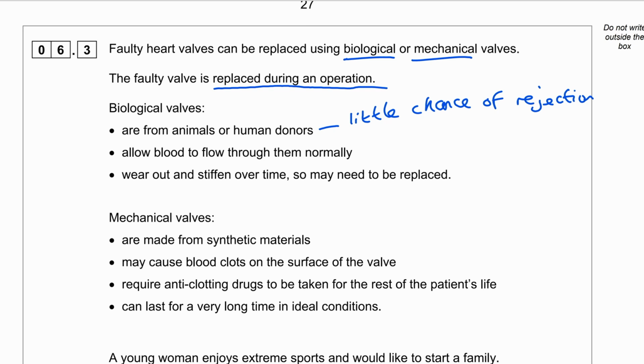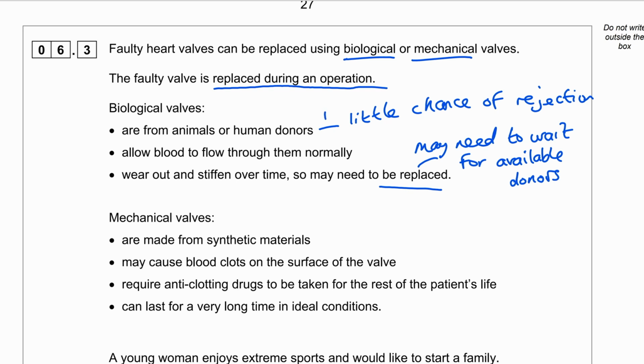Next point, it says wear out and stiffen over time, so may need to be replaced. Well, if they need to be replaced, then that would mean that you may need to wait for available donors because they're not going to be there all the time. So that can be an inconvenience and it can prevent you from doing certain activities. So already the little chance of rejection, that can be a positive point for biological valves. May need to wait for available donors is definitely a negative point.